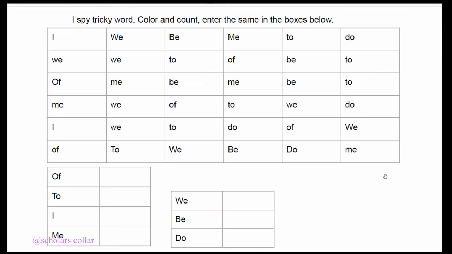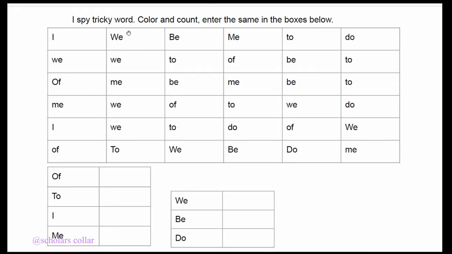The final activity is I spy tricky words. In this activity, all you're going to do is find the tricky words, color them, or circle them, and count them and write them in the boxes here below. If you notice in the boxes up here, I have tricky words that are I, we, be, me, to, do, and off. And these tricky words are both capital and small. So you want to make sure you count both of them.